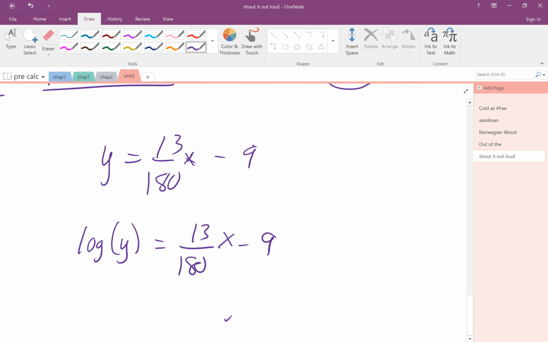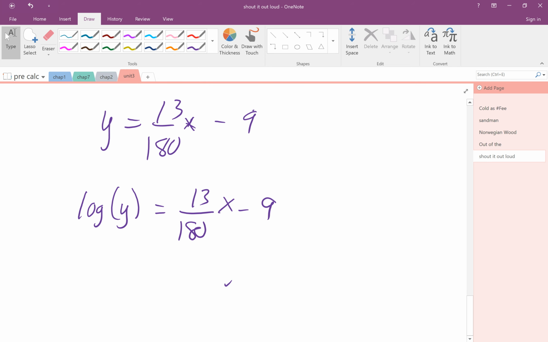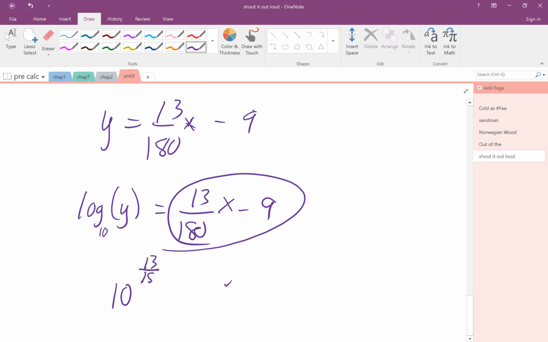All right, so now I have, that's my real equation. Remember that this base here is 10. So really, I can apply the definition to this. So I'm going to go 10 to this power is equal to y. So now I actually have an equation that represents the data that we had originally.